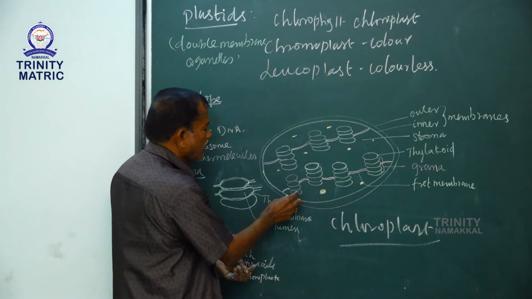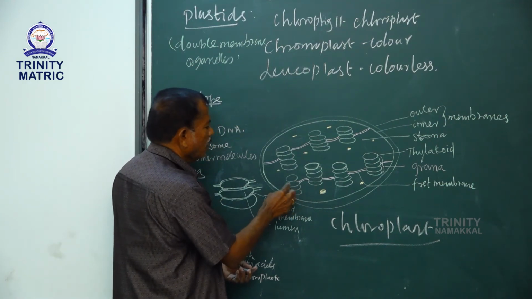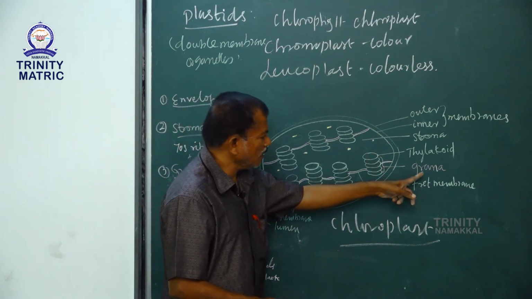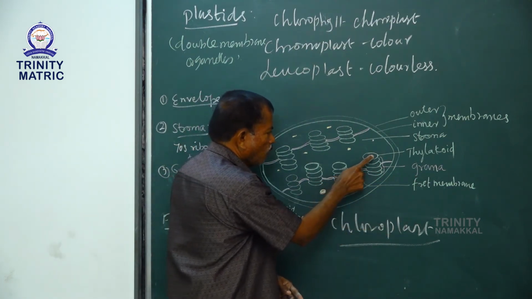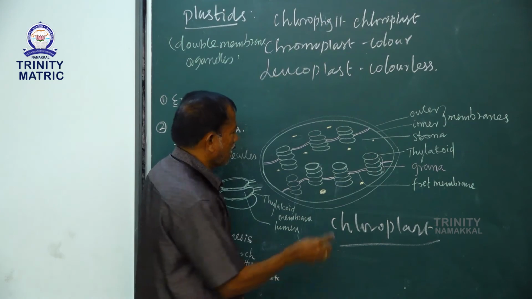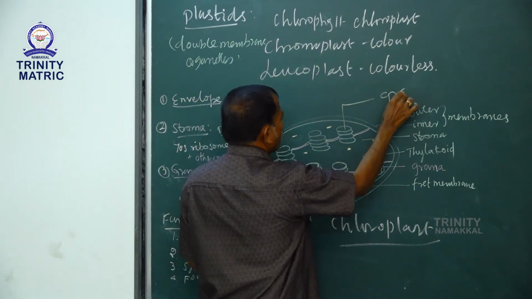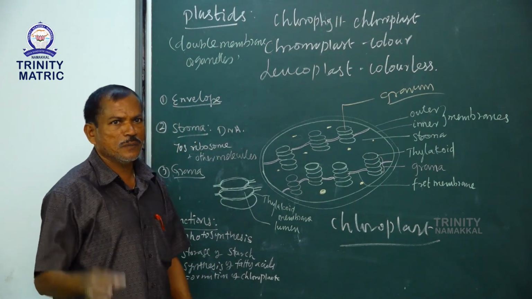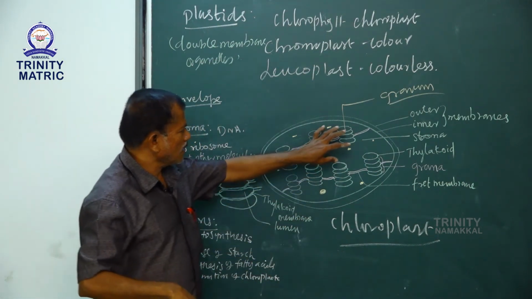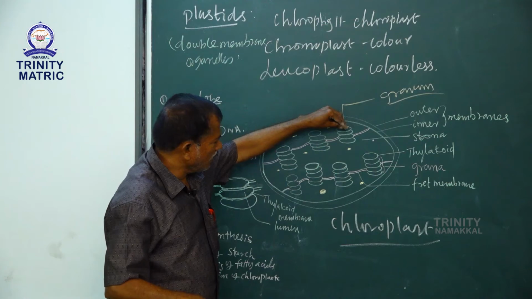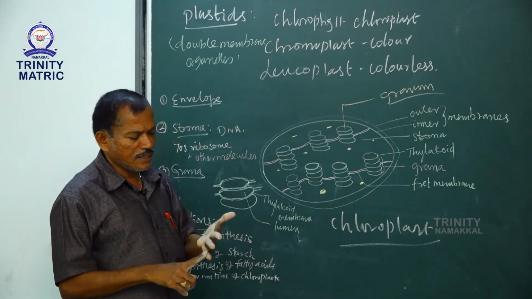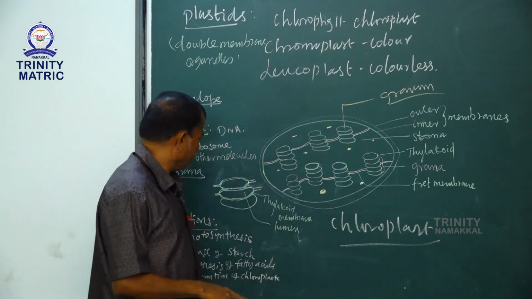So it looks like a file of coins arranged one above the other. This portion is called grana. But when we take only one, it is called a granum. So the granum absorbs sunlight from the sun and undergoes photosynthesis. We will see later what the light reaction and dark reaction are.